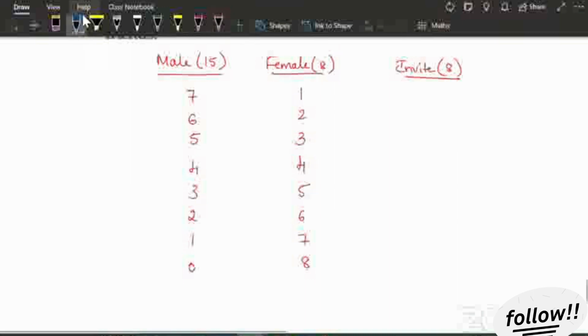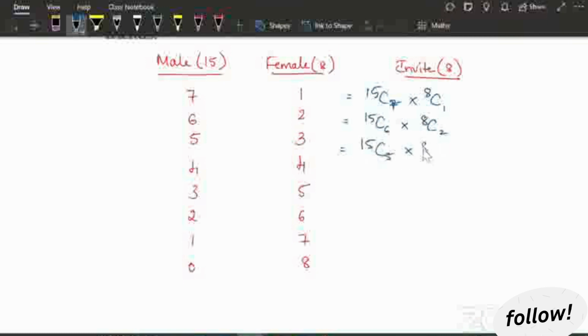And solving this is very time consuming. Now, how to solve this? This is 15C7. Out of 15 people, he needs to choose 7 people. And out of 8 women, he needs to choose one of them. Then 15C6 into 8C2. Then 15C5 into 8C3. Now we need to find out each one of these and then add all of them to get the answer.